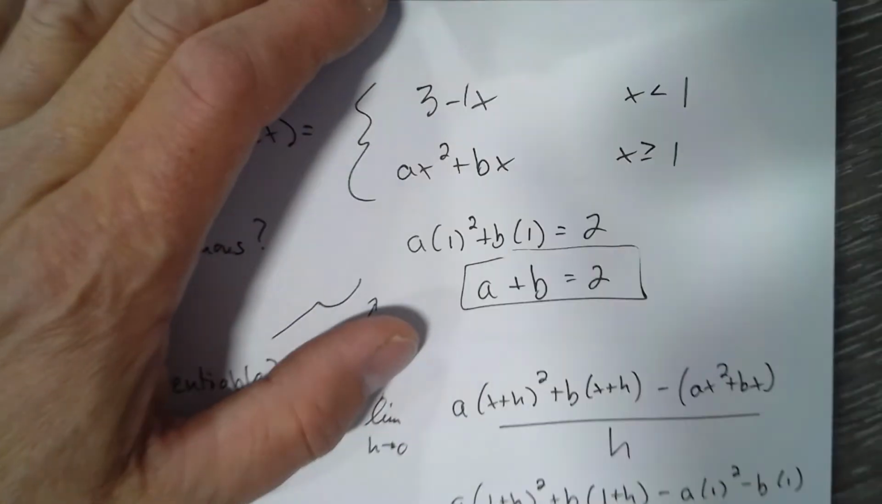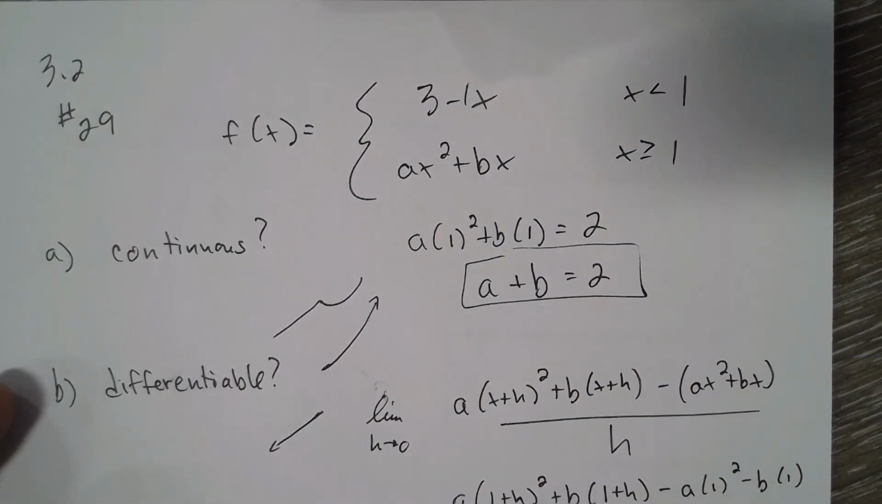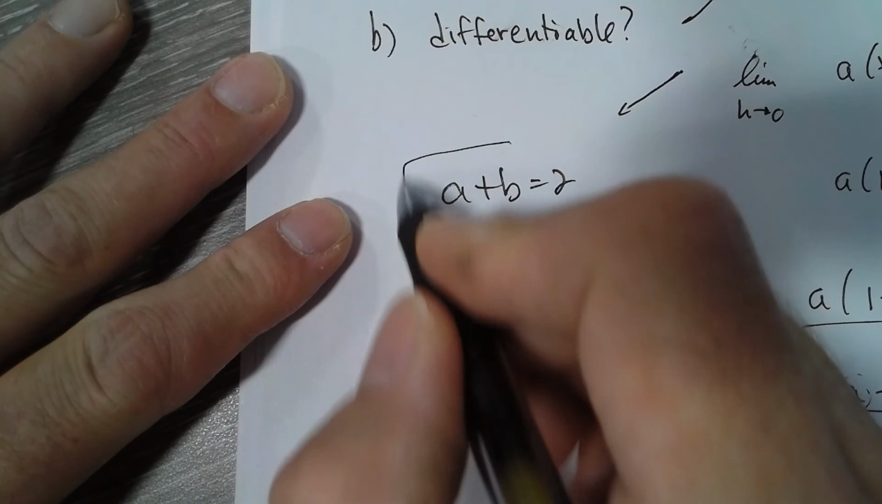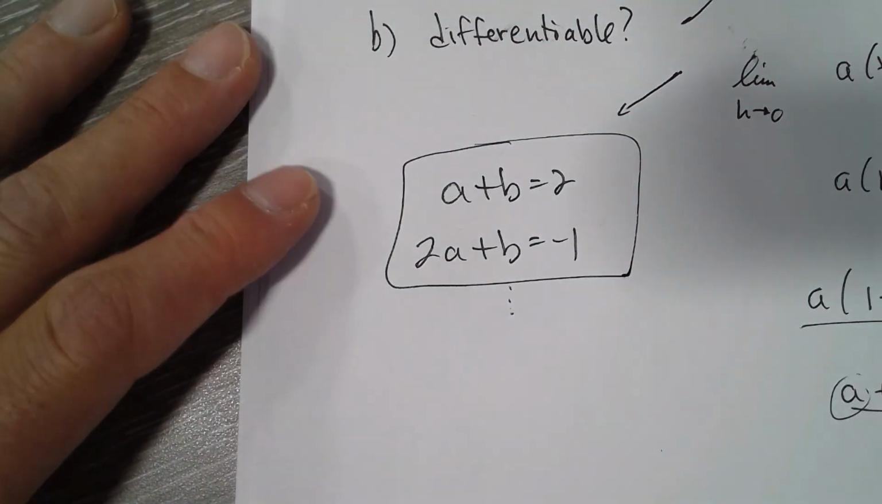The other equation we found for making it continuous. So we could solve that system of equations. You could use elimination, substitution, you could use a matrix, but go ahead and do that, solve for a and b, and you should get your answer.